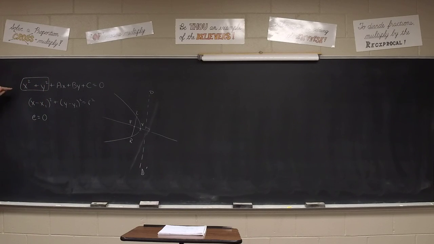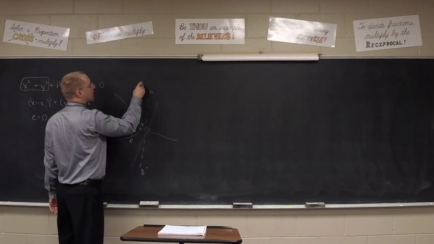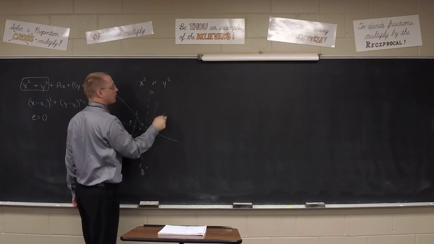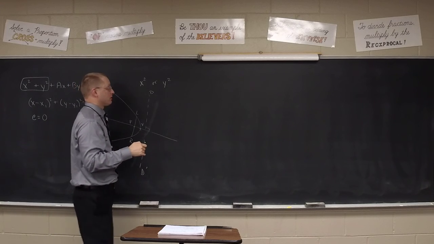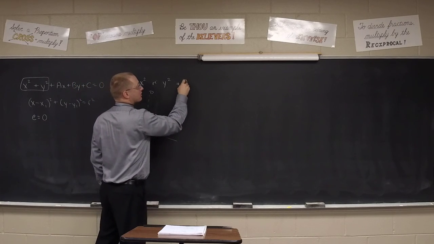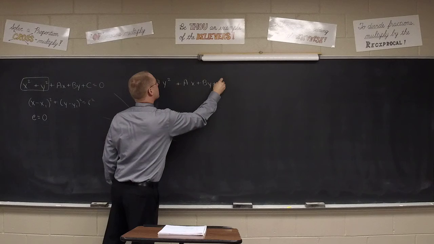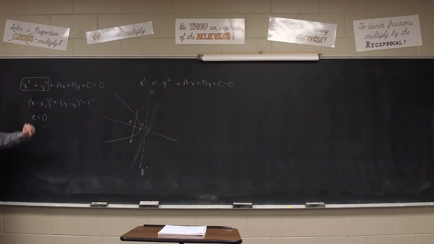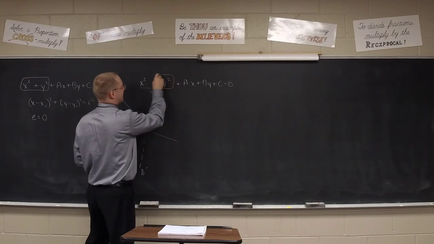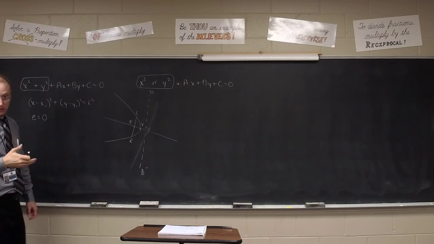It doesn't look exactly like this. What is the conic form of the parabola going to be? Quentin? x or y squared equals 4p. Not the parabolic form, the conic form still. Looks a lot like the circle, but it's not x squared plus y squared, it's x squared or y squared, plus ax plus by plus c equals 0.